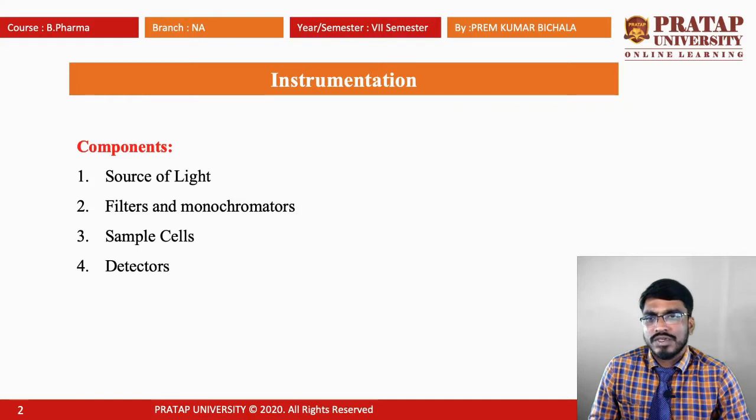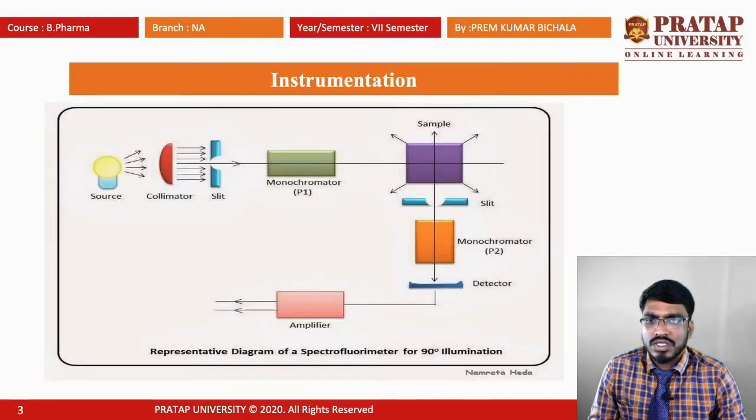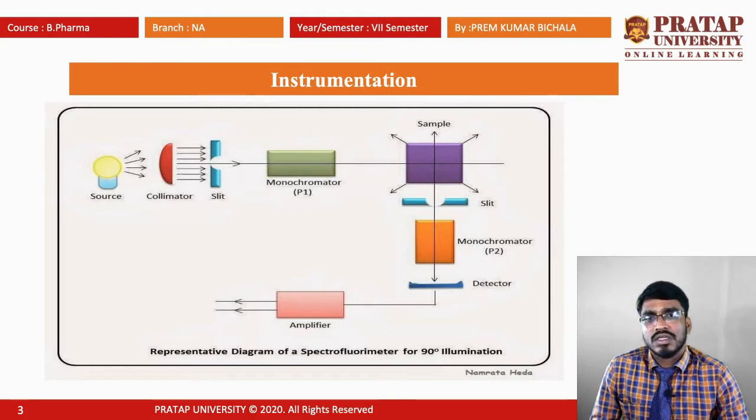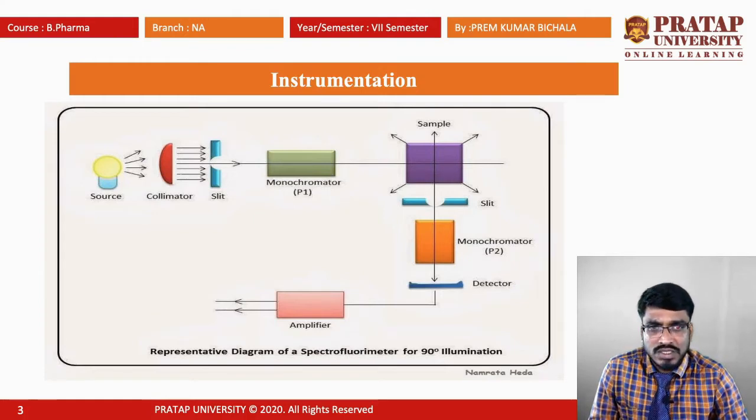The instrumentation has some components, in that source of light, filters and monochromators, sample cells and detectors. So this is the schematic diagram of fluorometry. A fluorometer is used to determine the fluorescence of compounds, known and unknown. Here this instrument consists of a source of light, monochromators, sample holders, detectors and amplifier.